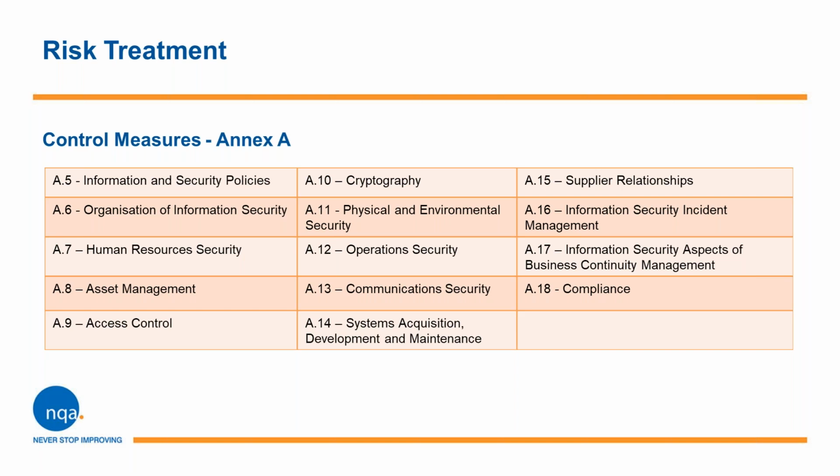A17 is the information security aspects of business continuity. So this is where we look at business continuity plans and what happens in the event of an outage or a loss of power or something like that. And then finally, compliance. So this is controls requiring identification of applicable laws and regulations. Also talks about IP, intellectual property, personal data protection, and your reviews of information security.